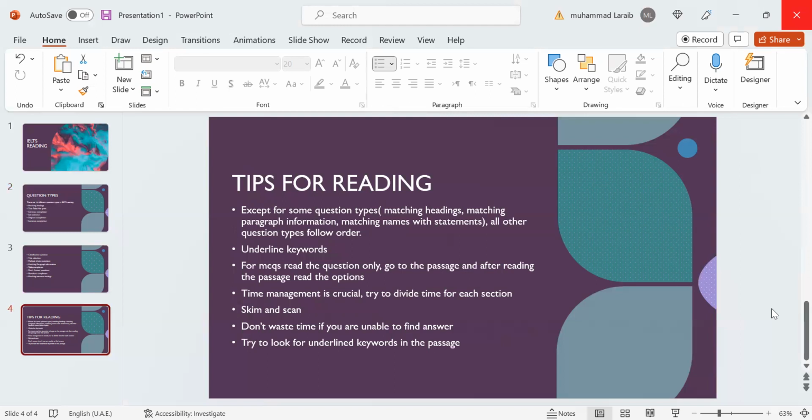Okay, the tips for reading. Except for some question types like matching headings, matching paragraph information, and matching names with the statements, all the other question types follow order. That means if you're solving MCQs, for MCQ number 1, you will find the answer in the passage before the answer to number 2, and only after you find the answer of MCQ number 1 will you be able to find the answer of MCQ number 2, because these types of questions always follow order.